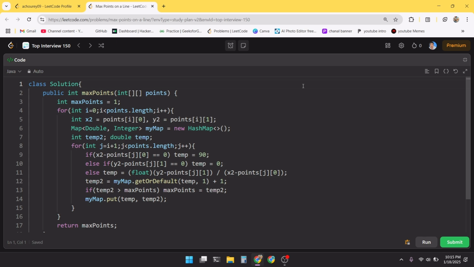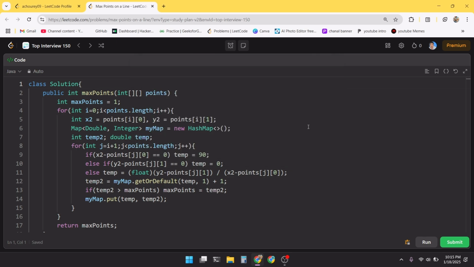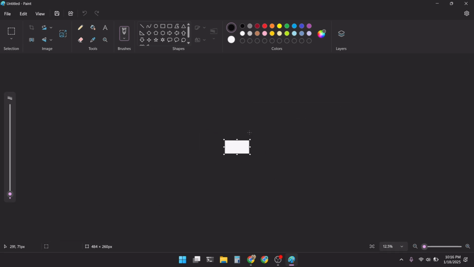Basically, the question is: if you are given n points and asked how many maximum points you can fit on a single line, how will you find out? The easy thing is to take two points. If this is one point and this is another, then the line has two things: m, basically the slope from the x-axis, and y, the intercept, where the line cuts the axis.